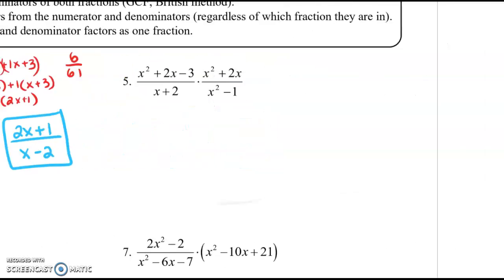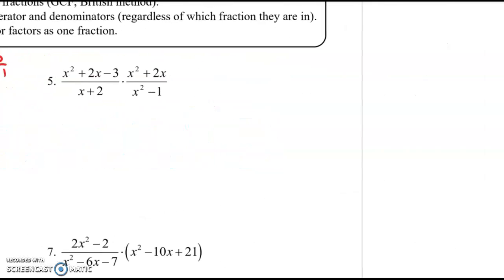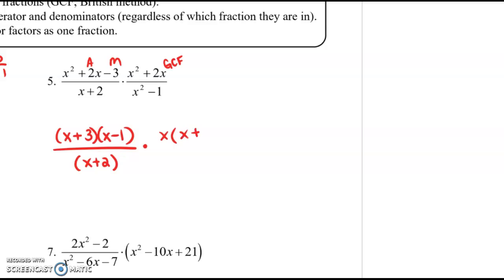Moving on to the next one. The first thing I'm going to do is factor it. This is going to be an add multiply: x plus 3, x minus 1. The bottom I'm going to leave as x plus 2. This is a GCF, so pull out an x, leaves me with x plus 2. The bottom is a difference of 2 squares, so this is x plus 1, x minus 1.